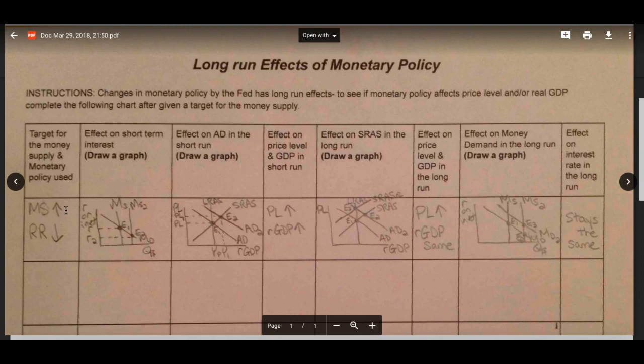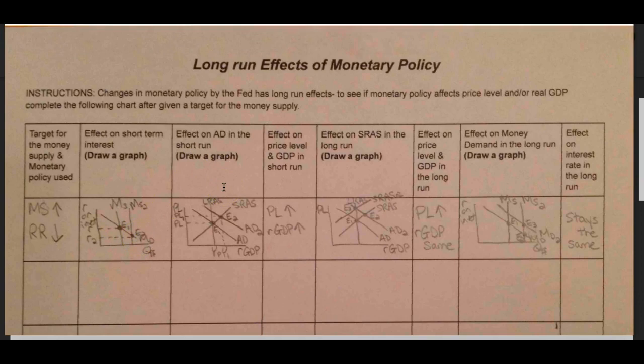Well, in order to increase the money supply, I have to decrease the reserve requirement, because decreasing the reserve requirement will mean that banks have more money to lend, which increases the money supply. So the next graph is showing the money market. You can see that my money supply shifted to the right, and you can see my interest rate dropped from E1 to E2.